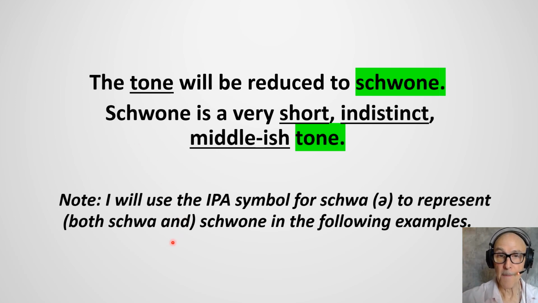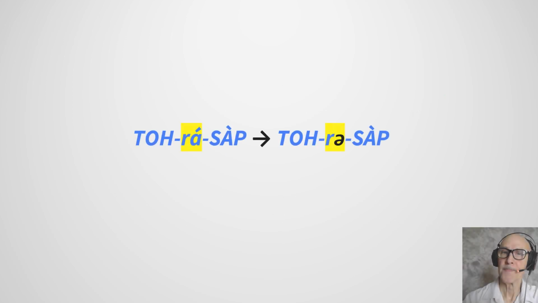Okay, here's a little note. I tried to find a symbol for this in the IPA symbol chart. I couldn't find one, so I'm going to use the IPA symbol for schwa, which is right here. I will use that to represent schwon in the following examples. Okay, so here we have an example.